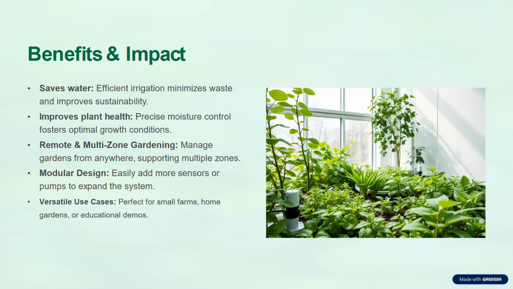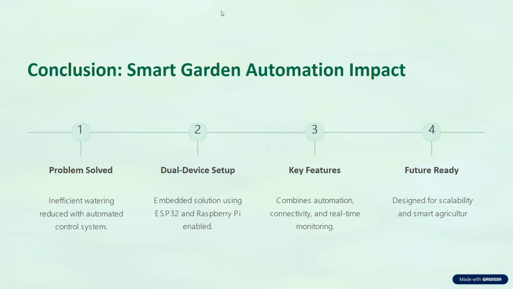When it comes to benefits and impacts, the system saves water by watering only when needed, and it improves plant health with consistent moisture levels. You can manage it remotely or even automate it further. It is scalable, modular, and cost effective, and suitable for homes, farms, and education projects. There are so many ways to use this because it is affordable.